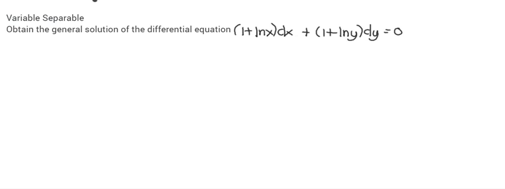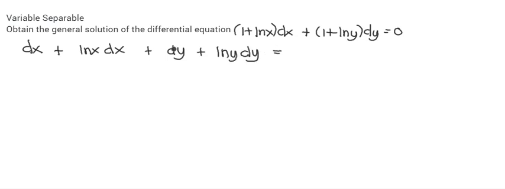But before that, we just have to distribute the terms. So we have 1 times dx is dx, then ln of x times dx is ln of x dx. Then plus 1 times dy, we have dy, plus ln of y dy equals 0. Then we apply integration. The integral of dx is just x.